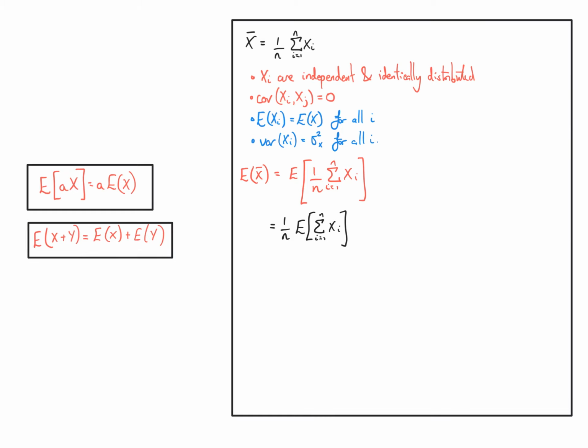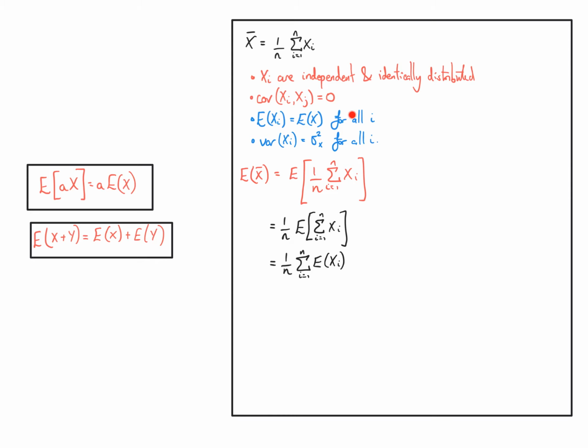Now, all that we've got here is the expectation of a sum of xi's. Each of the xi's are themselves random variables, so this is going to be the same as the sum of the expectations of the random variables. So this is going to be 1 over n times the sum from i equals 1 to n of the expectation of the xi's.